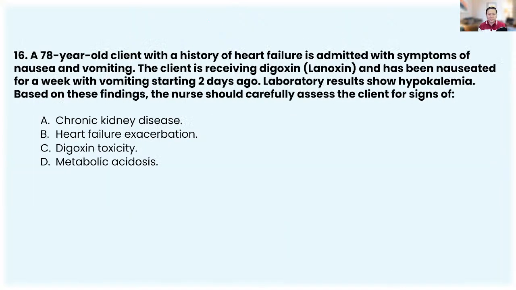Let's move forward. Number 16, a 78-year-old client with a history of heart failure is admitted with the symptoms of nausea and vomiting. The client is receiving Digoxin and has been nauseated for a week with vomiting starting 2 days ago. Lab results show hypokalemia. Based on these findings, the nurse should carefully assess the client for signs of A, chronic kidney disease, B, heart failure exacerbation, C, digoxin toxicity, D, metabolic acidosis.